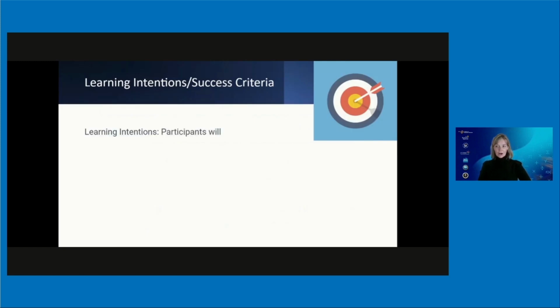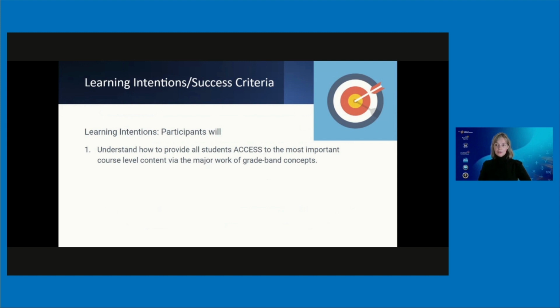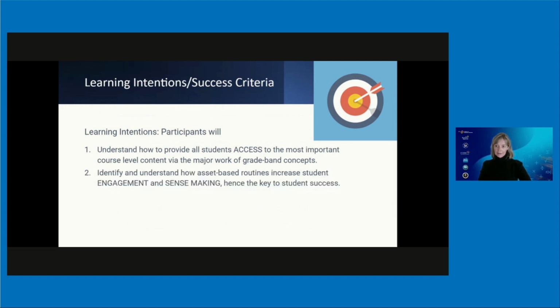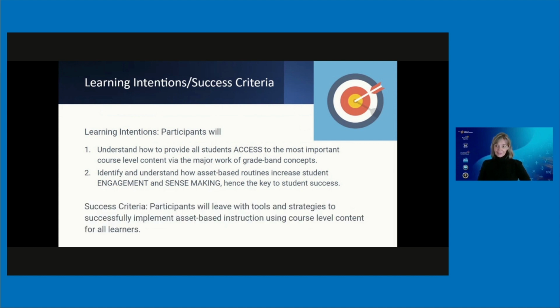In our session, our learning intentions will be that we will understand how to provide all students access to the most important course level content using the major work of the grade band concepts. We'll also identify and understand how asset-based routines increase student engagement and sense making, hence the key to student success. And at the end of our session, our success criteria is that hopefully you'll all leave with tools and strategies that will successfully implement asset-based instruction using course level content for all learners.